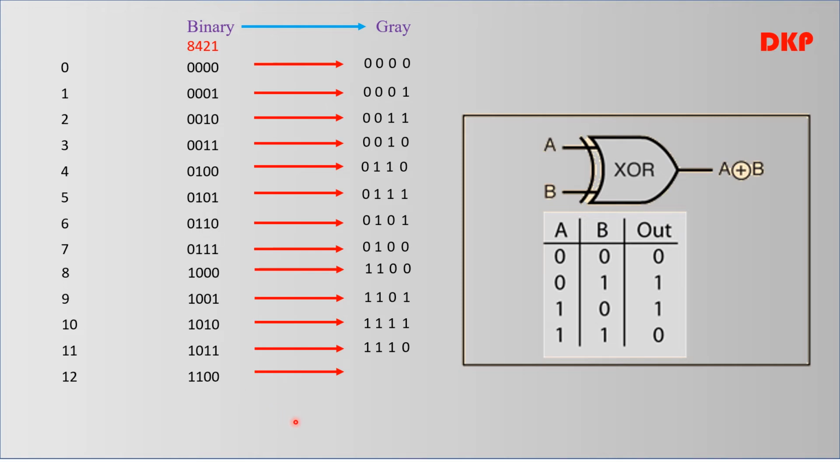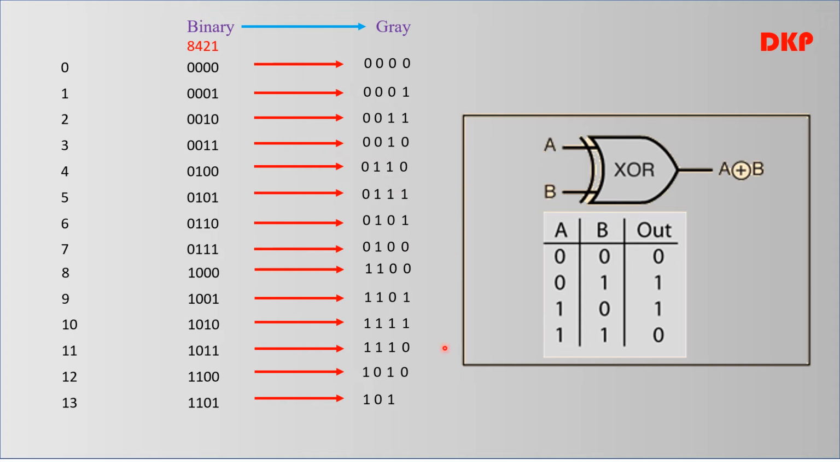For 13, first bit is written as it is. 1 XOR 1 is 0, 1 XOR 0 is 1, 0 XOR 1 is 1. Now for 14, first bit is written as it is. 1 XOR 1 is 0, 1 XOR 1 is again 0, 1 XOR 0 is 1. For 15, all ones, 1 0 0 0.